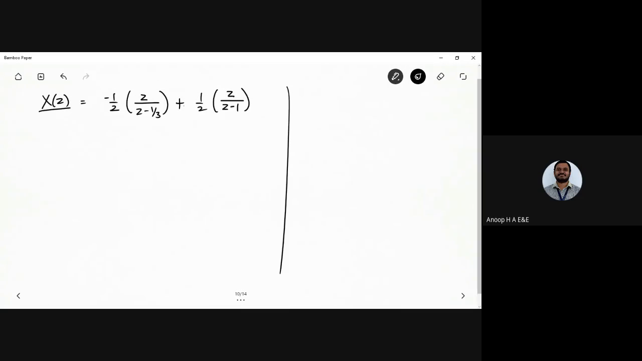The ROCs mentioned are mod Z greater than 1. So for the ROC with mod Z greater than 1, what do I need to do? I need to have it as a right-handed sequence. Completely, I have it as a right-handed sequence here.